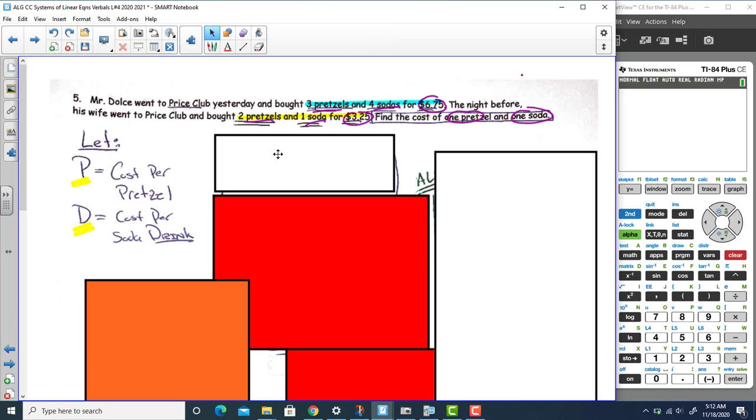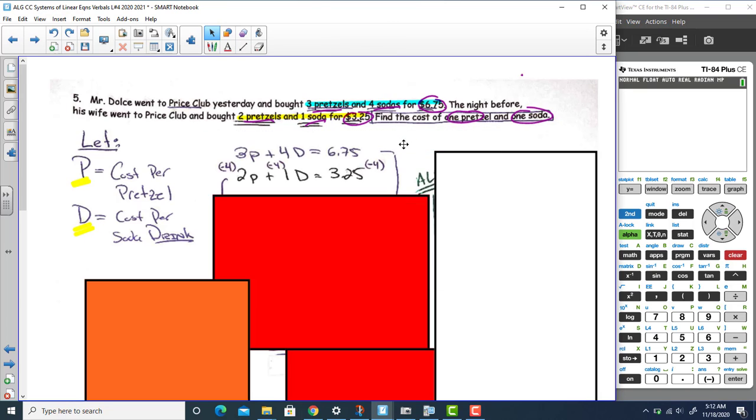I then wrote 2 equations based on the context of the question, and I got that 3P + 4D = 675, and 2P + D = 325. I needed to get inverse variable amounts, and I found it easier to get opposite D's because I knew the opposite of 4 drinks, positive 4D, would be negative 4D, so I chose to multiply the entire second equation by -4. There's an infinite number of ways to do this problem.